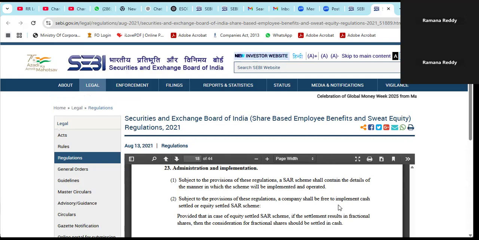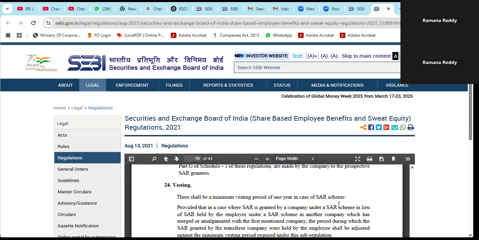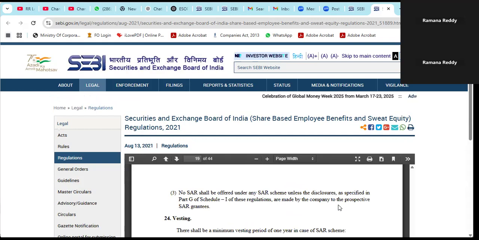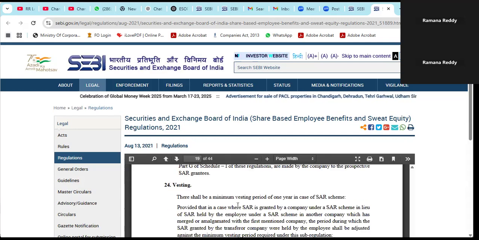Then the consideration for fractional shares will be settled in cash. No SAR shall be offered under any SAR scheme unless the disclosures specified in Schedule 1 are made. See, this is part of Schedule 1. When the offer letter is given, all the disclosures will be given there itself, as per Part G of Schedule 1. What about vesting?